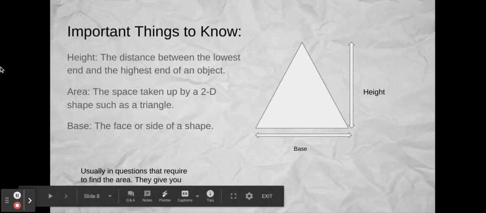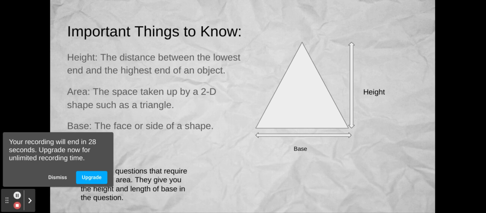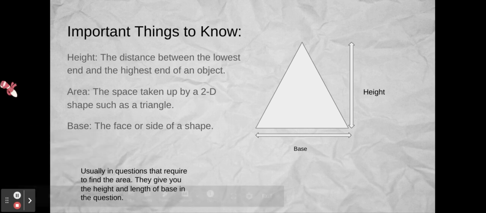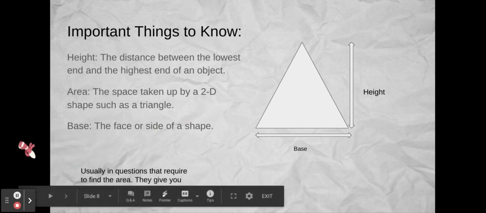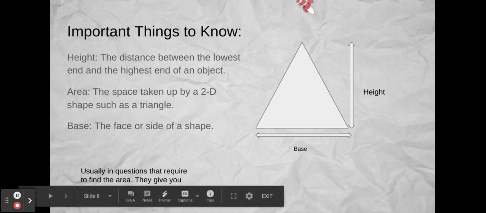Important things to know. Height. The distance between the lowest end and highest end of the object. So if you look at the triangle, the bottom part, that is the lowest end, and then the little point at the top is the highest end. Area. The space taken up by a 2D shape such as a triangle. Base. The face or side of a shape. Usually in questions they require you to find the area. They give you the height and the length of the base.